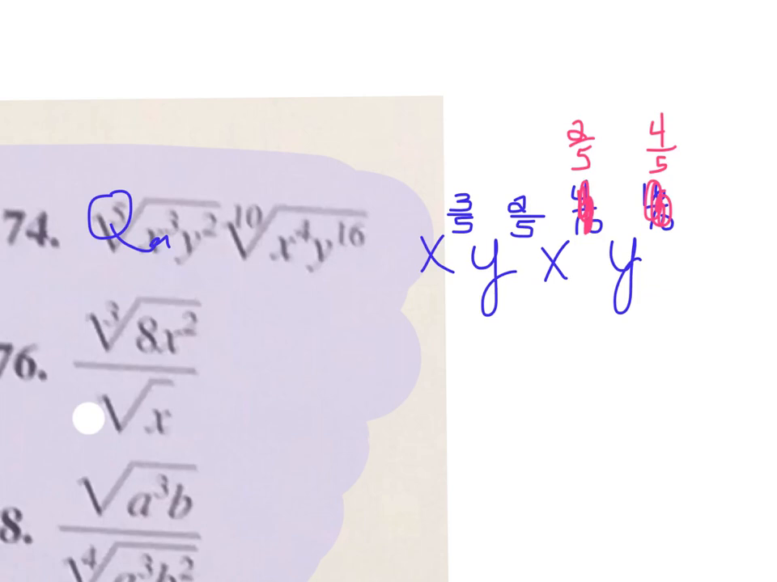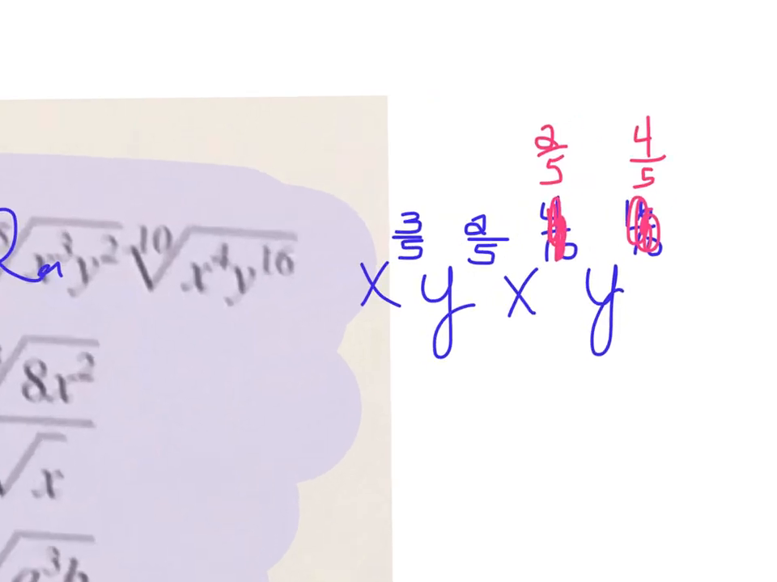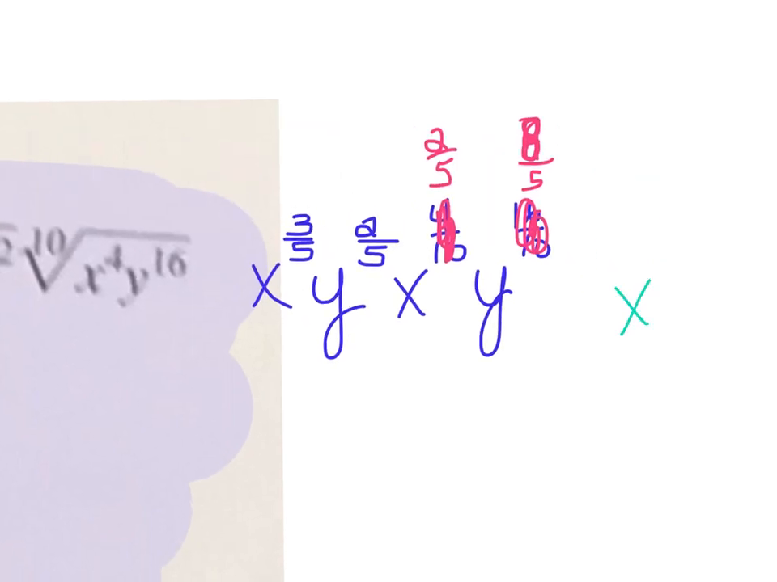When we add and we have fractions, what do we want in our denominator if we're adding? But when we're adding and subtracting fractions, what do we want the denominators to be? The same. So look, I'm going to simplify my x's. I have 3/5 plus 2/5.